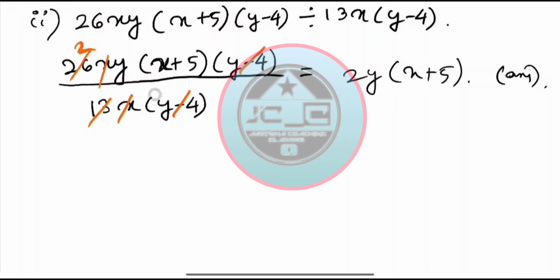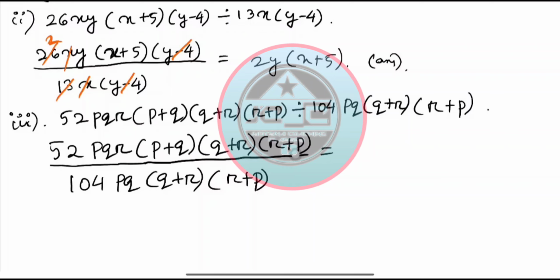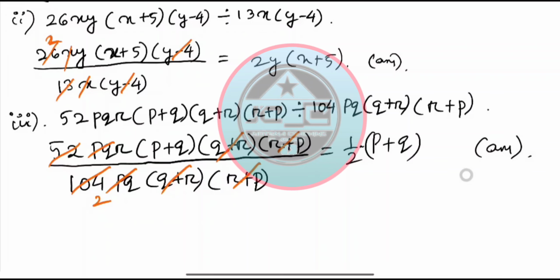Let's move to the third one. Now as we can see here that direct common factors are there. r plus b got cancelled. q plus r got cancelled. pq got cancelled. 52 twos are 104. Now we are left with how much? (p plus q) whole into 1 by 2, or 1 by 2 into p upon q. This is the final answer. Now let's move to the fourth one.